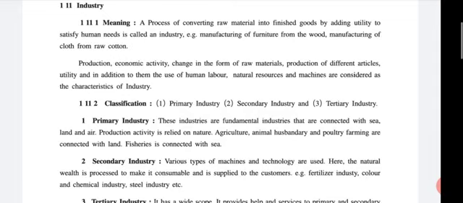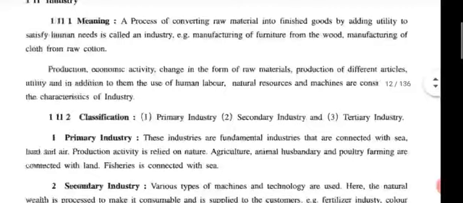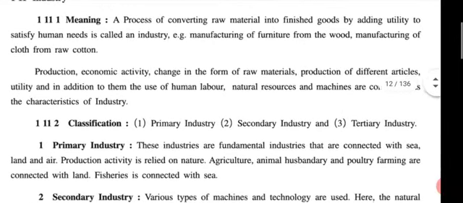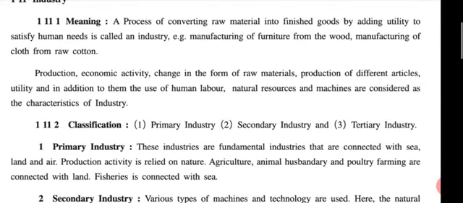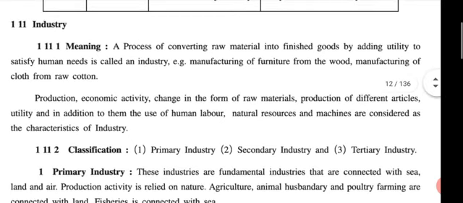Production, economic activity, change in form of raw material, production of different articles, utility, and in addition to them, use of human labor, natural resources and machines are considered as characteristics of industries. There are three types of classification in industries: primary, secondary, and tertiary.